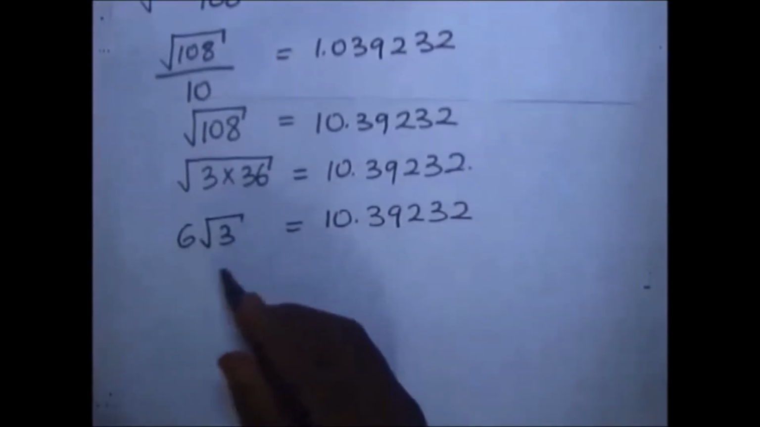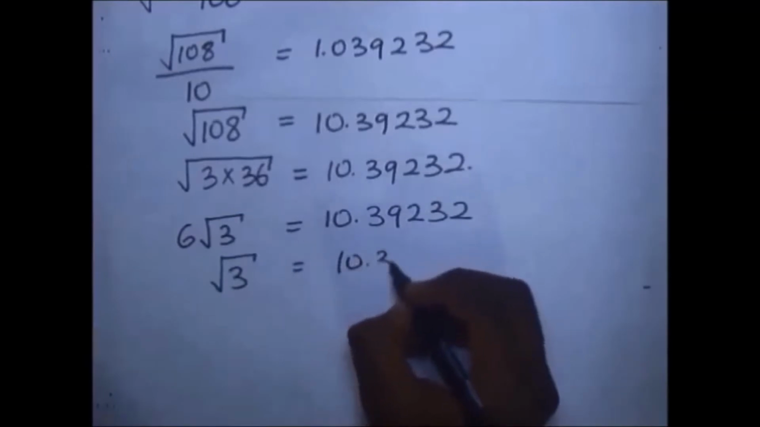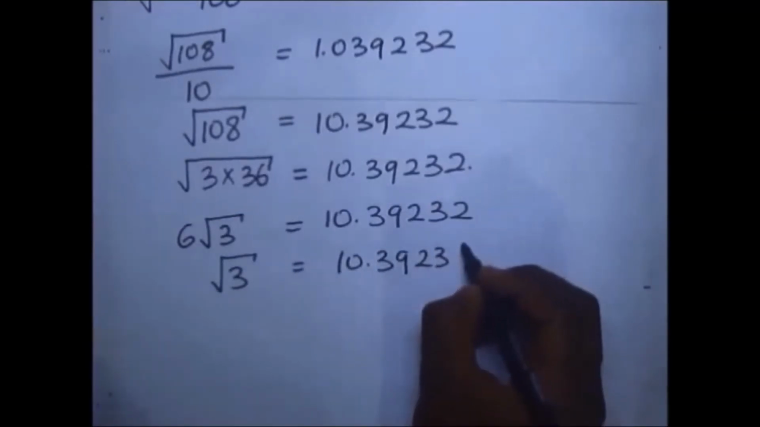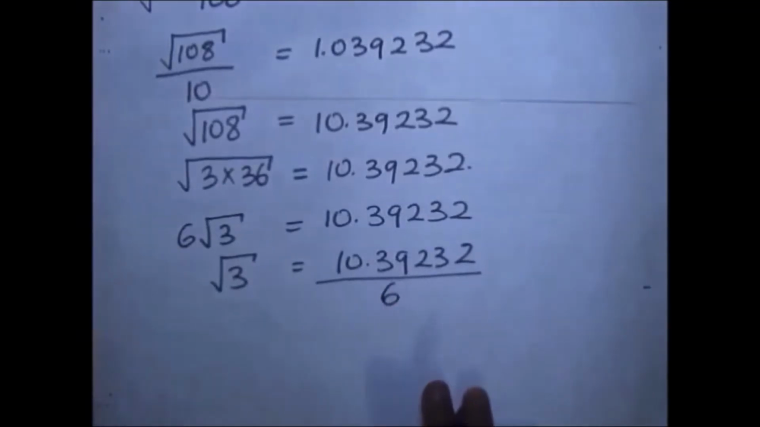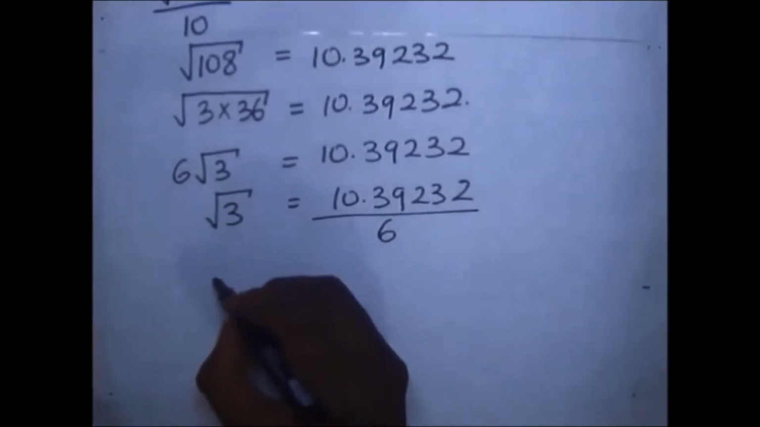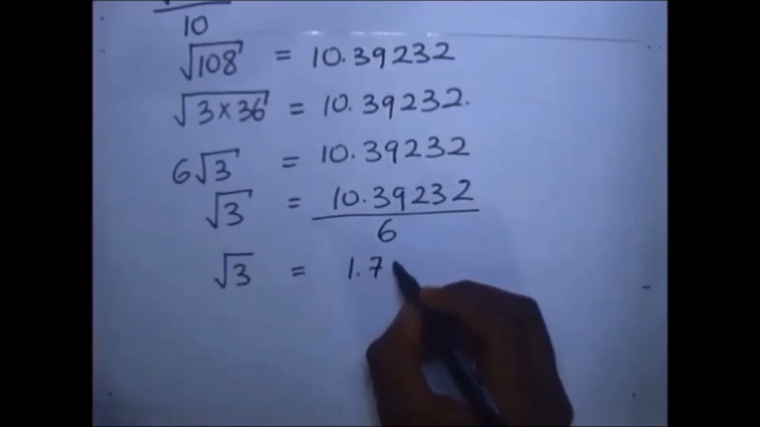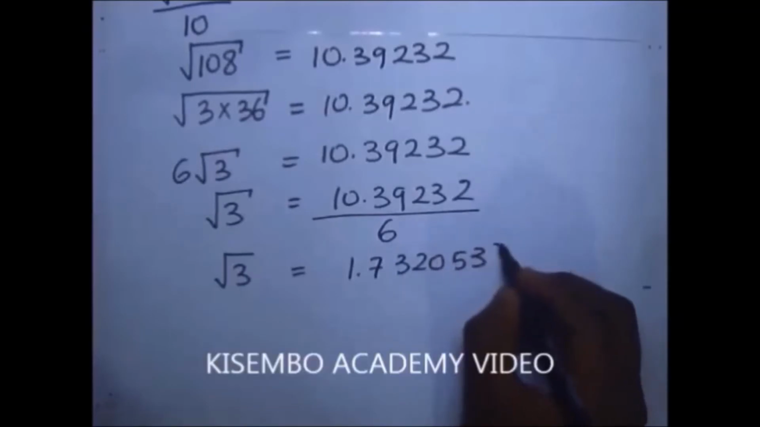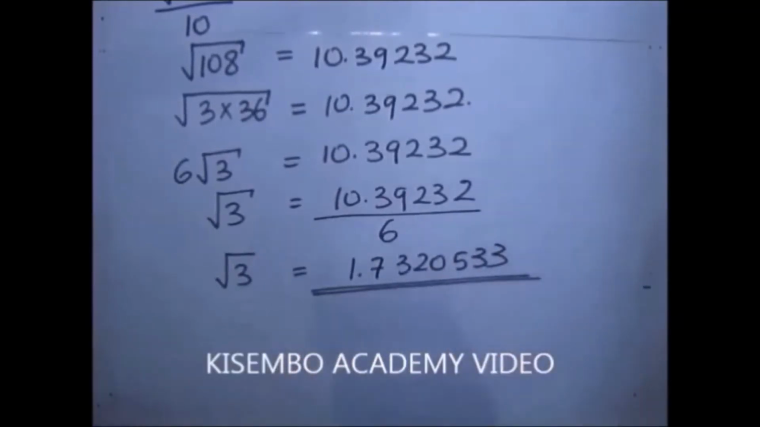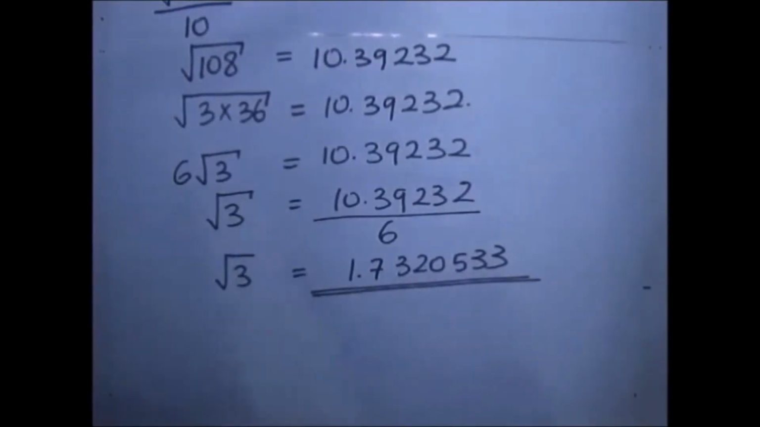This gives us 10.39232 equals 6 times the square root of 3. Divide that by this 6, and so our final answer for the square root of 3 will be 1.7320533. And from there we will have achieved our answer for the square root of 3. We have answered the question.